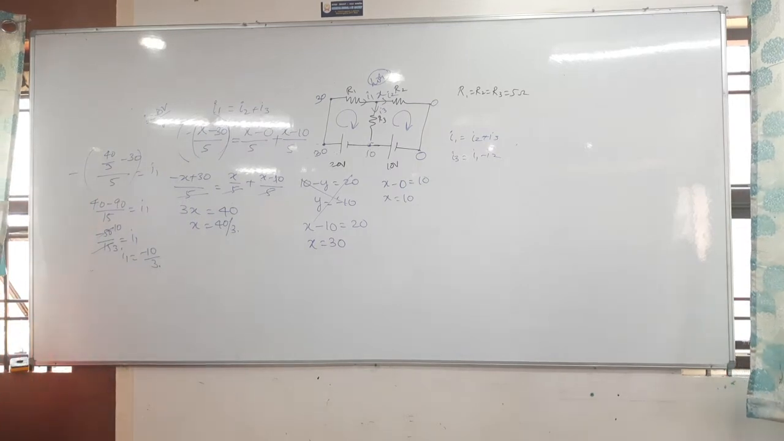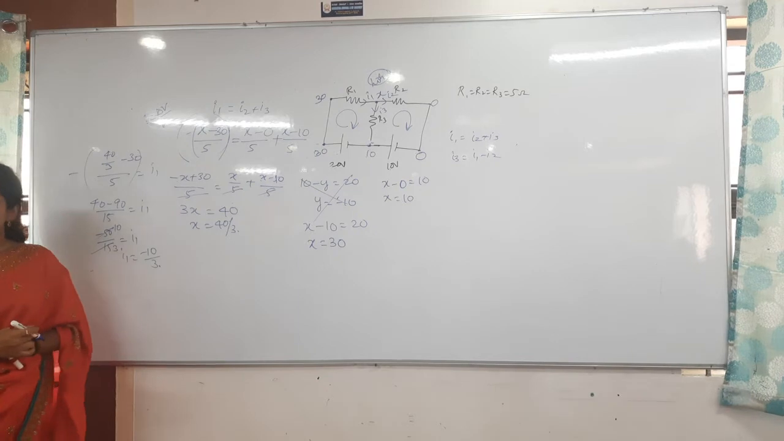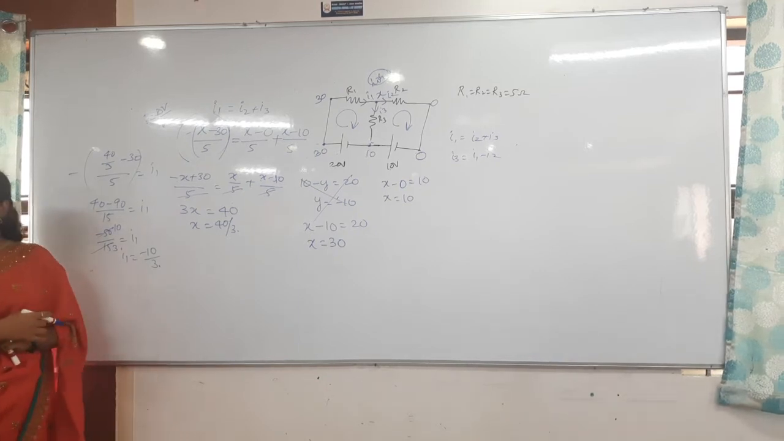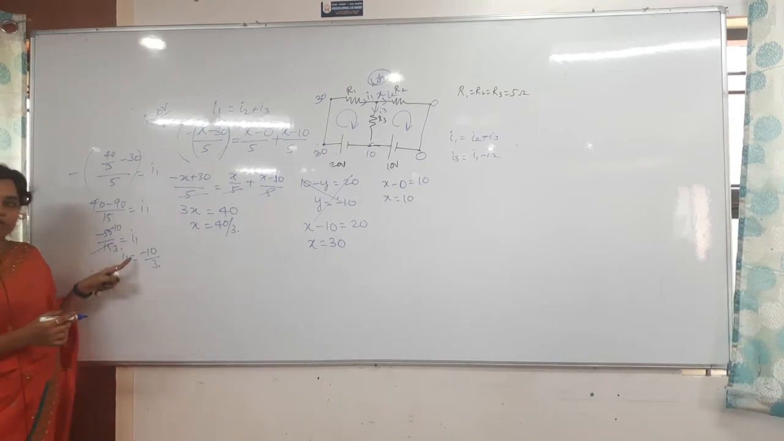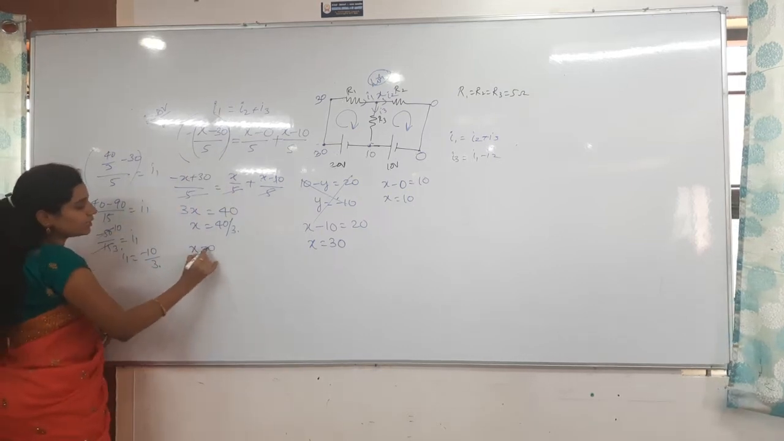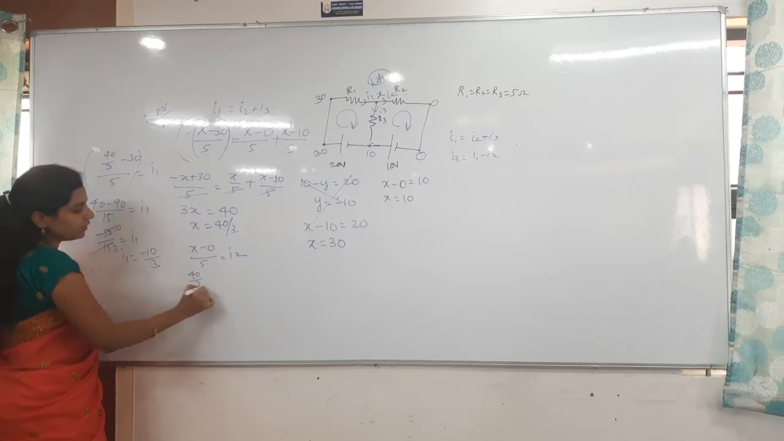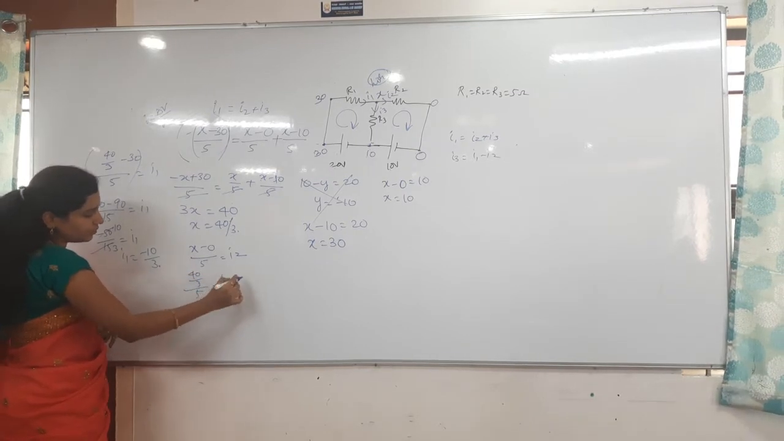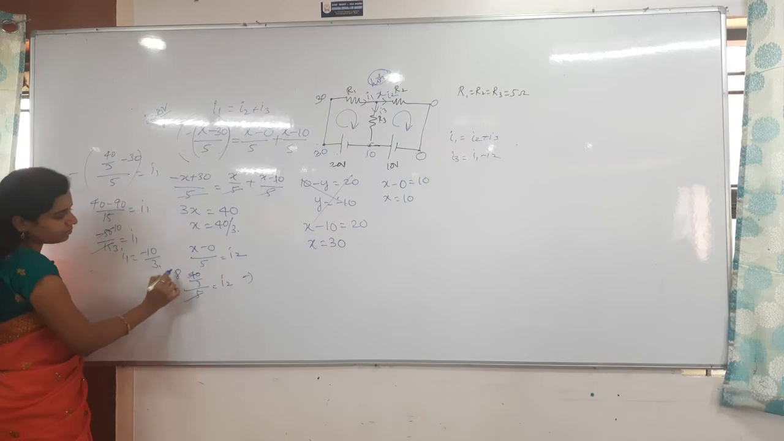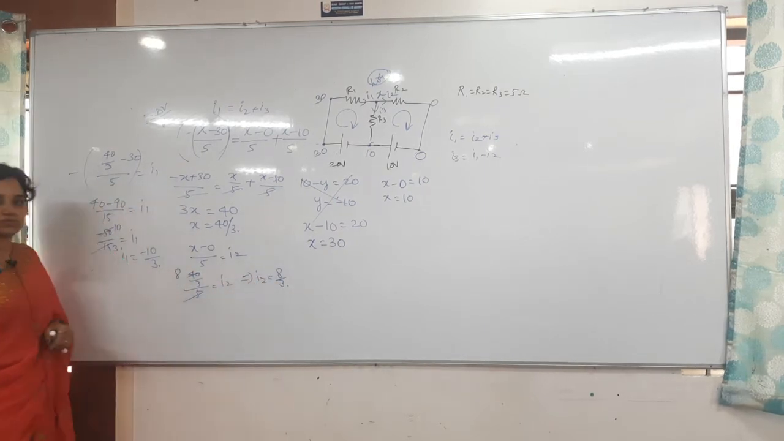Why minus we are getting here? We consider x as having the higher potential, but x is having the lower potential here. Okay, that is I1. Then I2. What is I2 you will get? X minus 0 by 5 is equal to I2. 40 by 3 divided by 5 is equal to I2. Then what will you get here? 8 by 3. I2 is equal to 8 by 3.